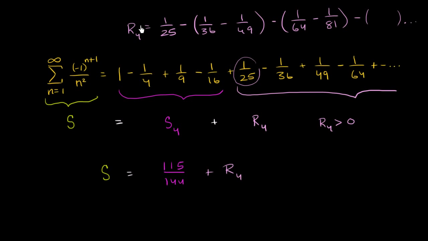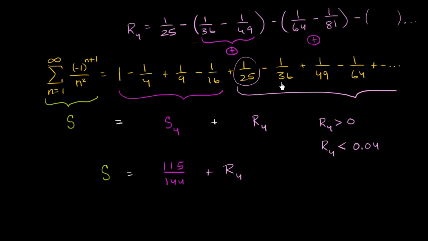Now notice what happens. This term right over here is positive. We have a smaller number being subtracted from a larger number. This term right over here is positive. So we're starting with 1 over 25, and then we're subtracting a bunch of positive things from it. So this thing has to be less than 1 over 25. So r sub 4 is going to be less than 1 over 25. Or we could even write that as r sub 4 is less than 0.04. Same thing as 1 over 25.